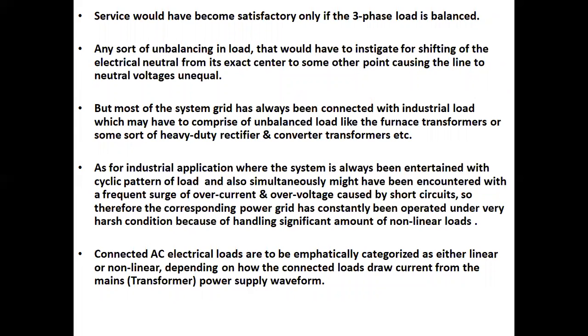Service would be satisfactory only if the three-phase load is balanced. Any sort of unbalance in load would shift the electrical neutral from its exact center to some other point, causing the line-to-neutral voltages to be unequal. But most of the system grid is connected with industrial load, which may comprise unbalanced load like furnace transformers or some sort of heavy duty rectifier and converter transformers, etc.